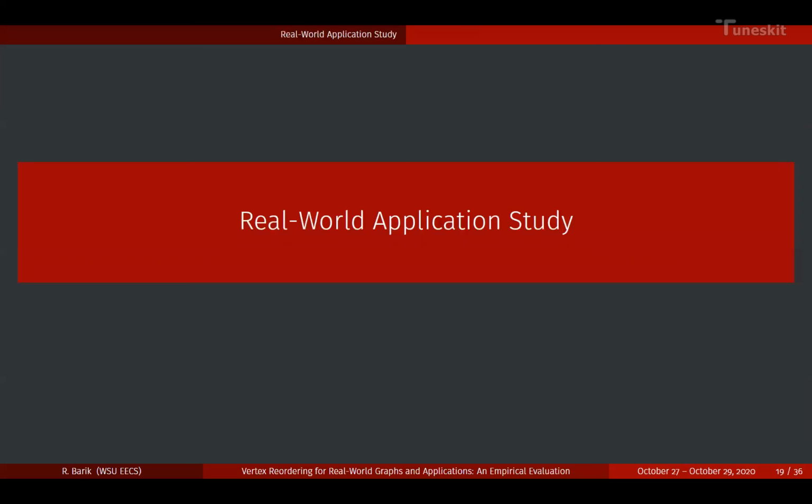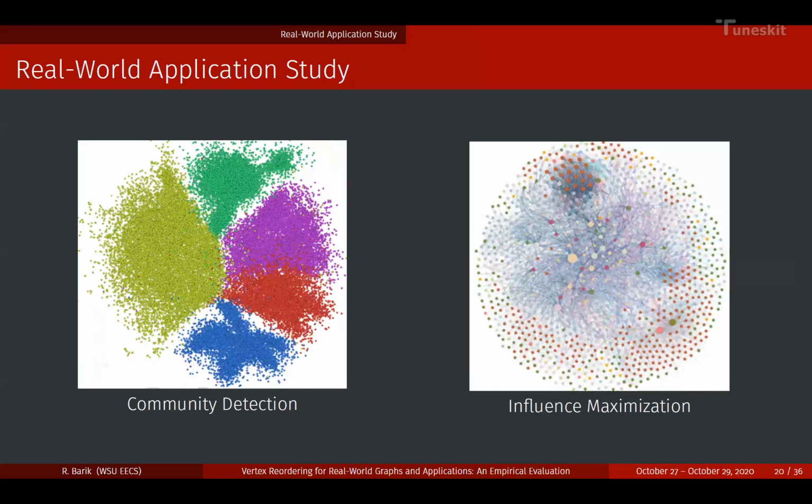Moving on to real world application study, prior works on ordering have predominantly focused on a standard suite of applications like PageRank, single source shortest paths, betweenness centrality, etc. The prototypical end applications that we take a look at are community detection and influence maximization. Our choice of end application is motivated by the fact that these represent more advanced and complex graph operations that feature in several large-scale scientific pipelines.